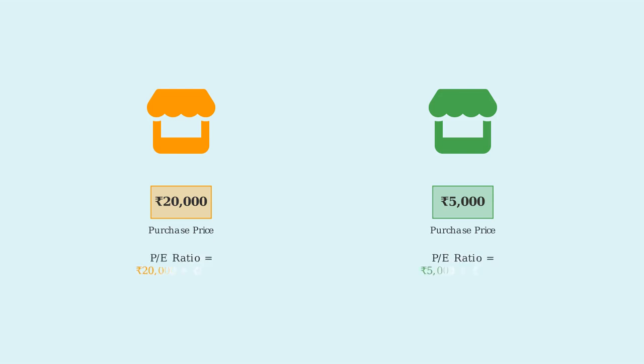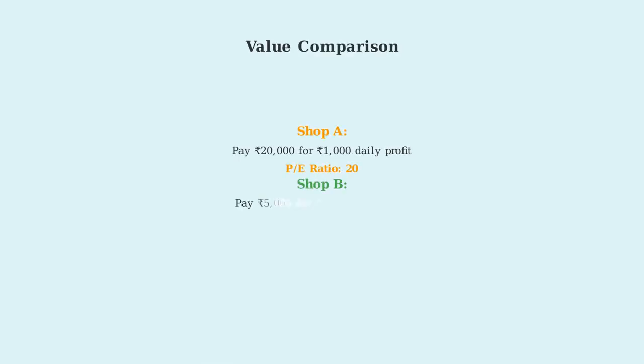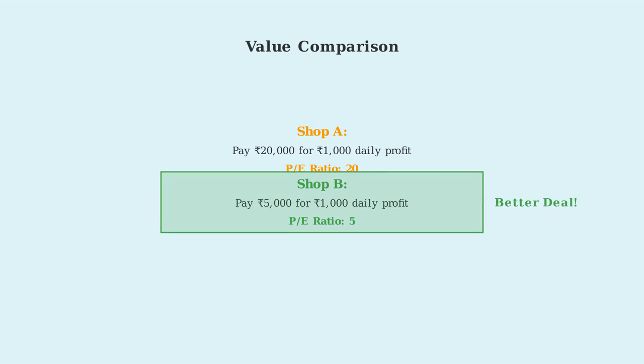Let's calculate the PE ratios. For Shop A, 20,000 divided by 1,000 equals a PE of 20. For Shop B, 5,000 divided by 1,000 equals a PE of 5. Now, let's compare these investments to see which offers better value. Shop A requires you to pay 20,000 rupees for 1,000 rupees of daily profit, giving a PE ratio of 20. Shop B only requires 5,000 rupees for the same 1,000 rupees of daily profit, giving a PE ratio of 5. Shop B is clearly the better deal. You're paying much less for the same earnings.